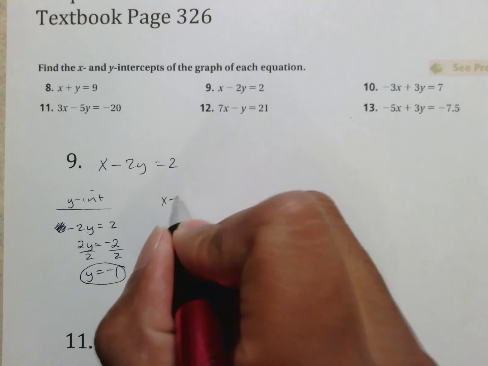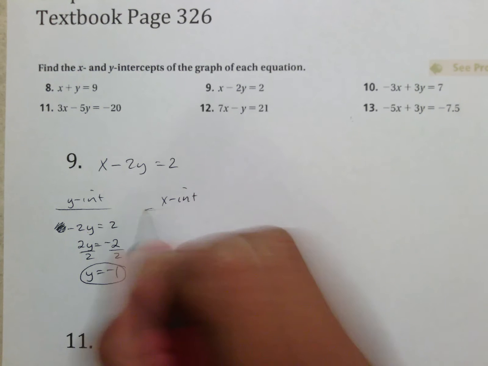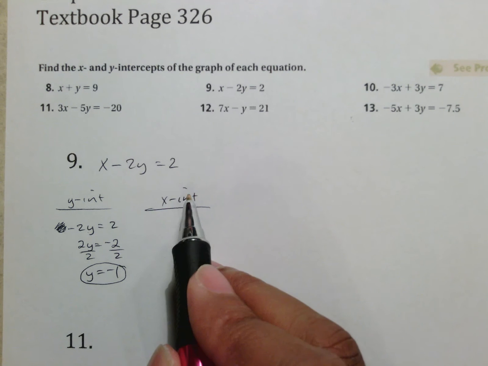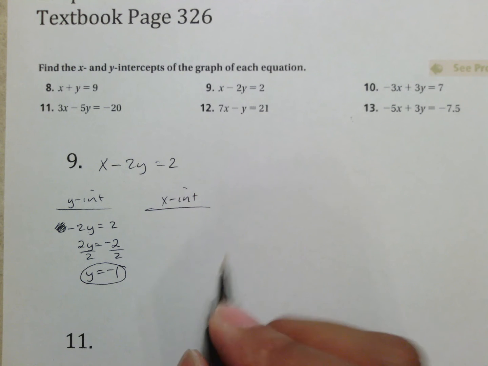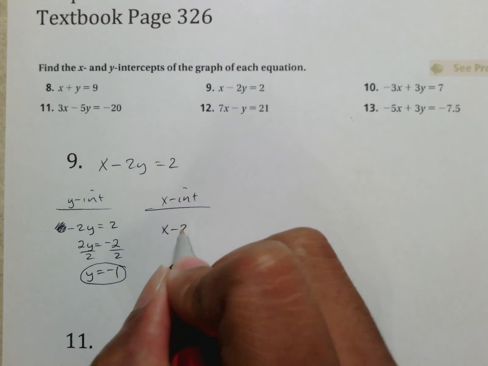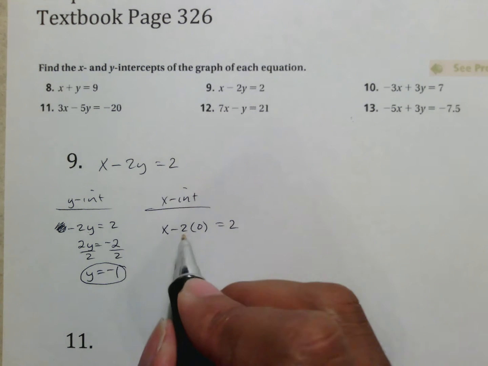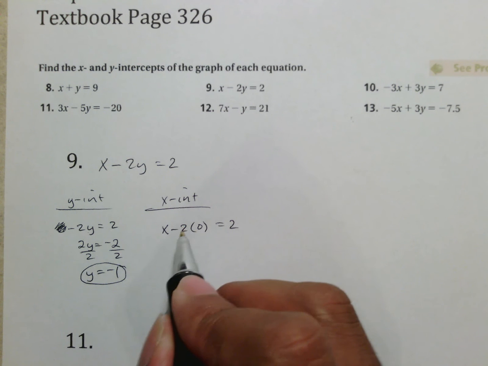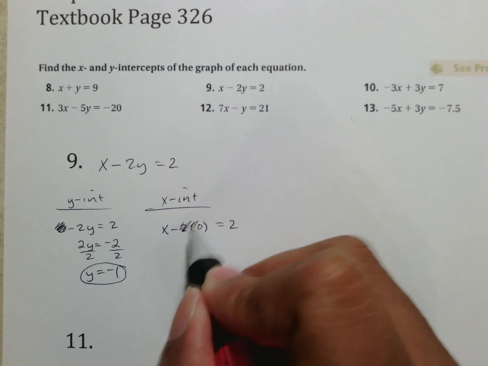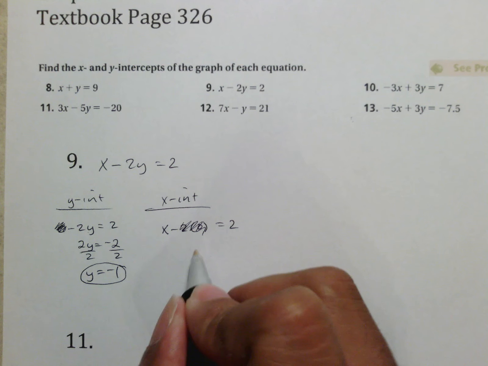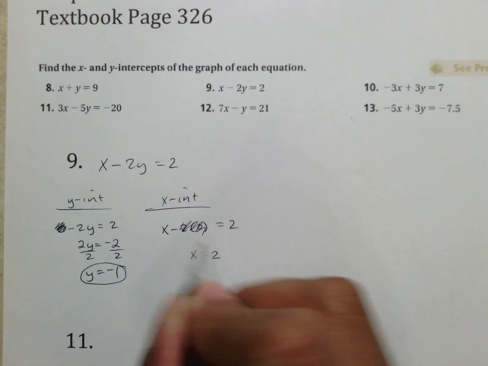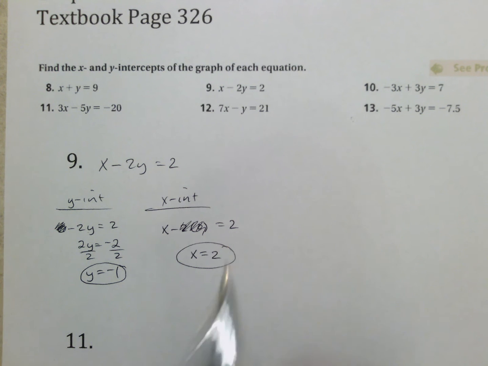When I want my x-intercept, I again remember that in order to find the x-intercept, I plug in 0 for the opposite letter, so I end up with x minus 2 times 0, because that's y now, equals 2. I remember that anytime you take something times 0, it turns into 0 and pretty much just goes away. And the only thing that comes down now is x equals 2. And because that's already simplified, that is my x-intercept.